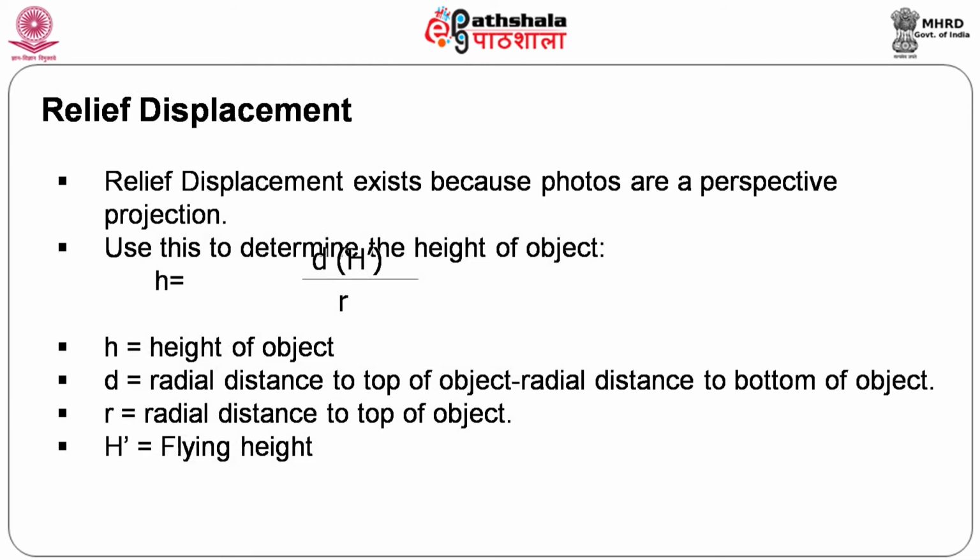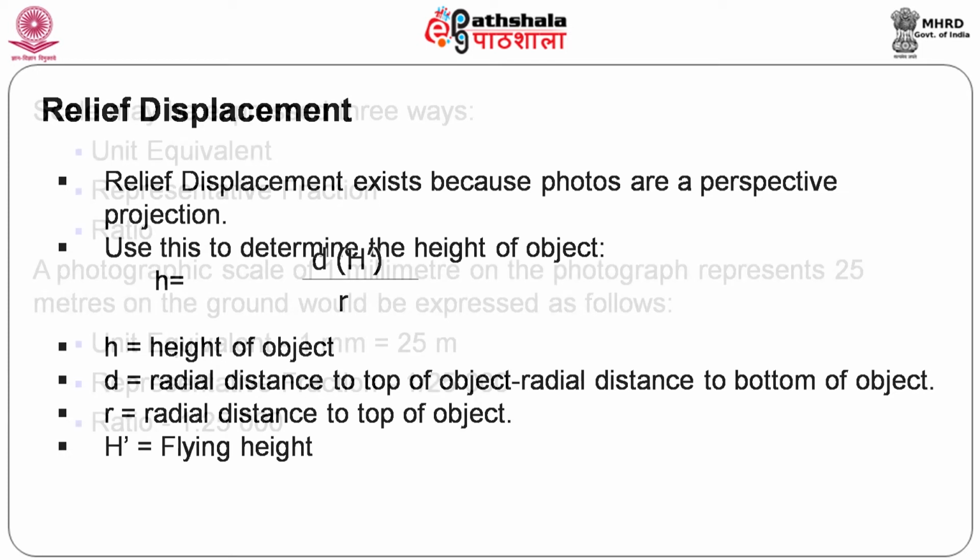So, I am just telling you about relief displacement, especially when it is perspective projection. As I was telling you, one is your vertical photographs, where you also have the orthophotos, where all the lines are perpendicular to the ground surface and parallel, whereas in perspective, from a particular point you will be looking at different places, and that helps you to get the relief displacement. So, using the simple formula h is equal to d times h dash divided by r will decide the height of the object.